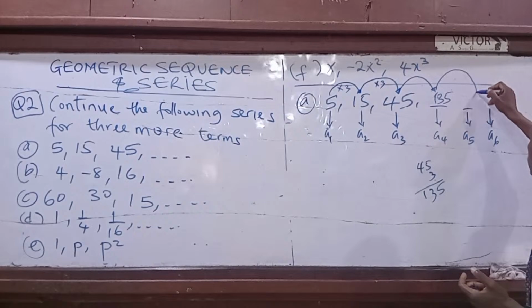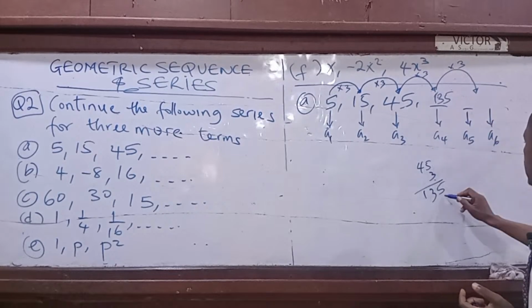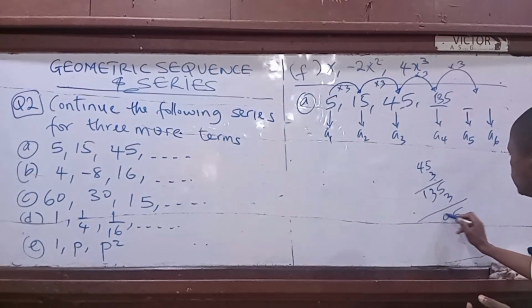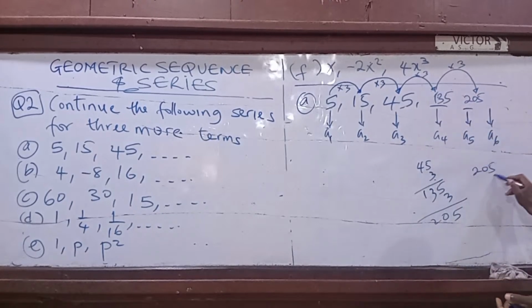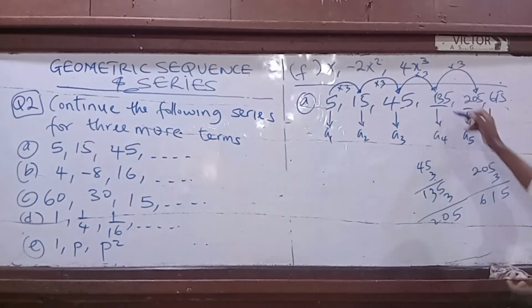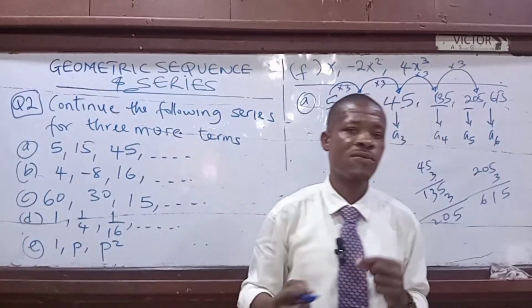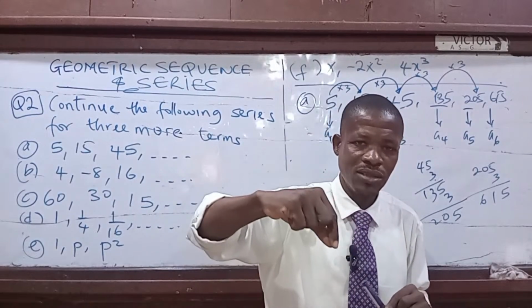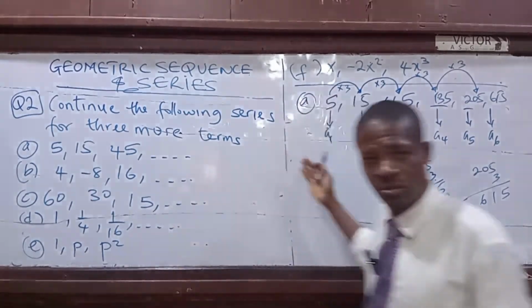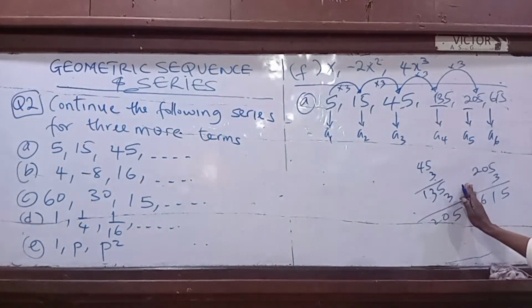Again, times 3 again, I'll get the next one. 135 times 3 is going to give me 405, and then 405 times 3 will also give me 1,215. So you can check the pattern of that sequence and look for a multiplier number, okay? And that multiplier must be constant. Look for a number that is being multiplied each time. That is the one case.